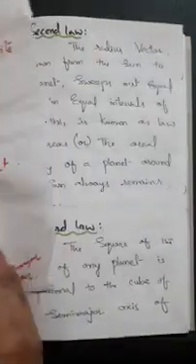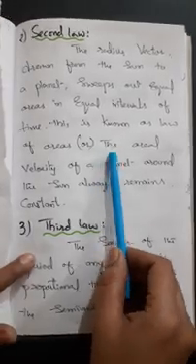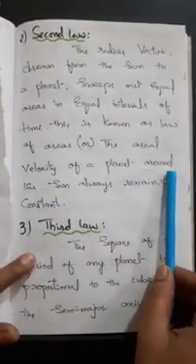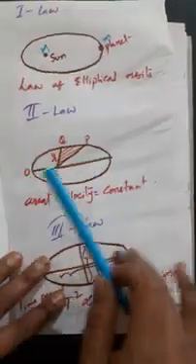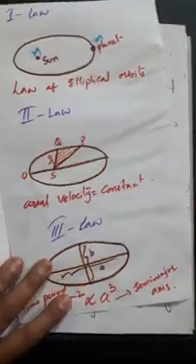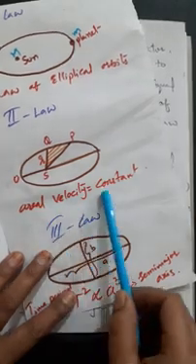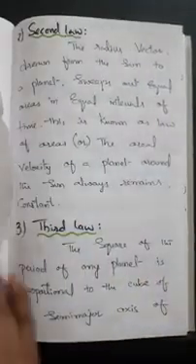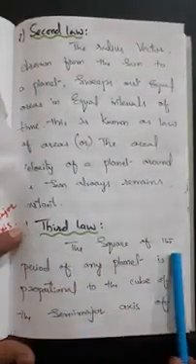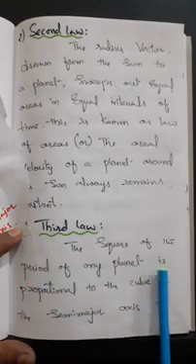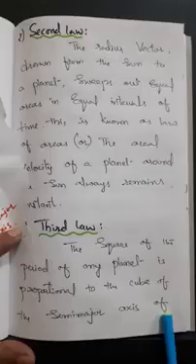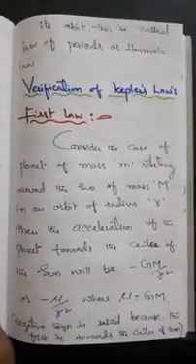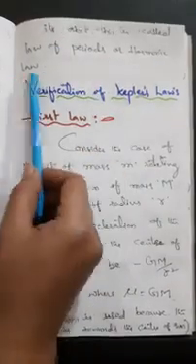The other definition for this is that we have to prove the areal velocity of the planet around the sun remains constant. So for the verification of the second law, we have to prove that the areal velocity is constant. Now the third law: the square of the period of any planet is proportional to the cube of the semi-major axis of its orbit. This is called the law of periods, or harmonic law.